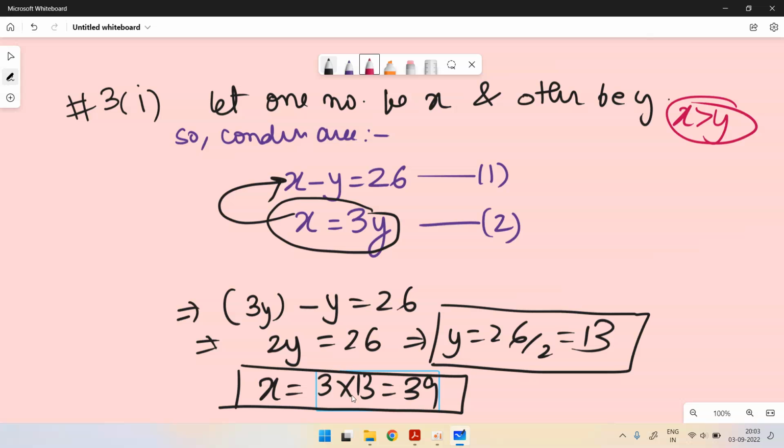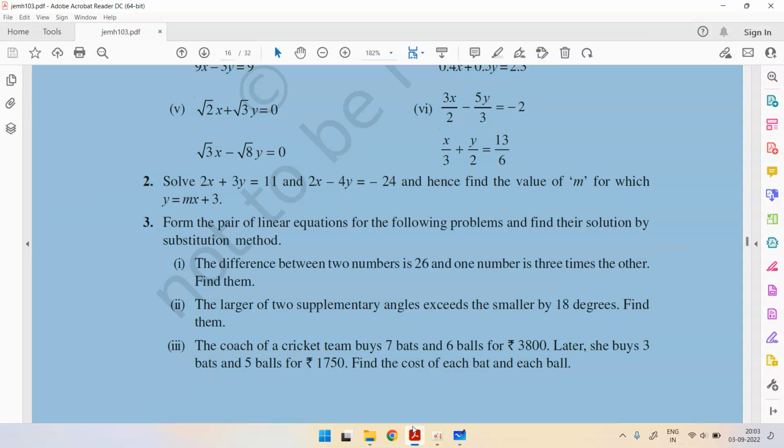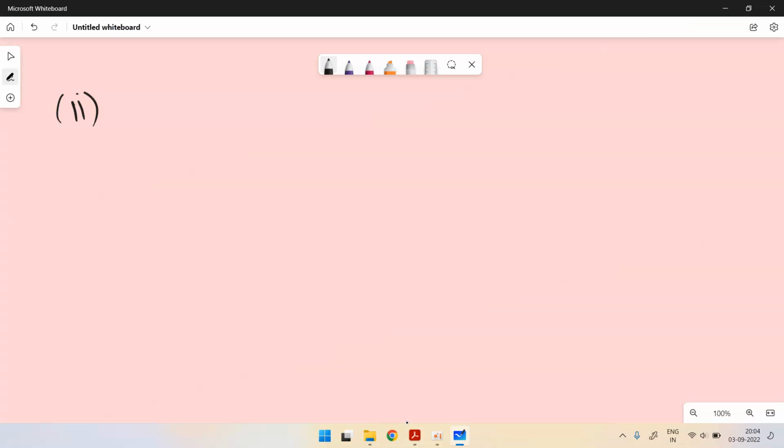This was the first condition. What is the second condition? Second question, second part: it is given that the larger of two supplementary angles exceeds the smaller by 18 degrees. Find them. So what is a supplementary angle?